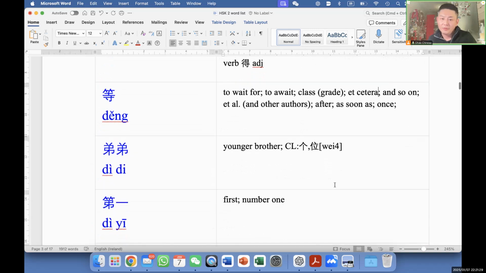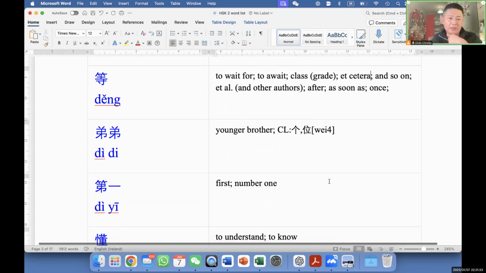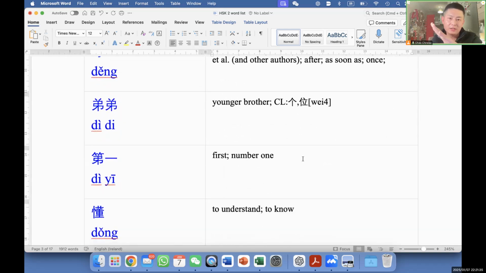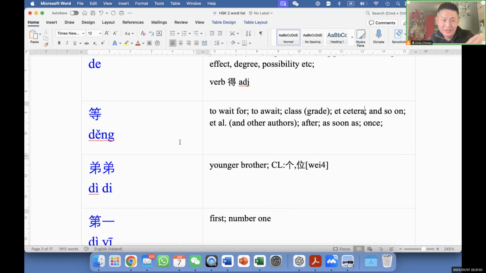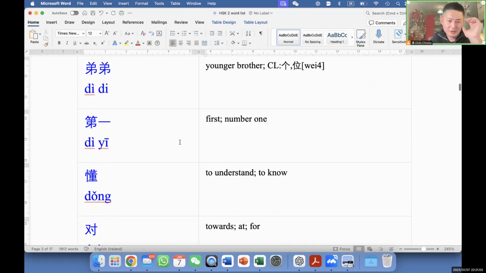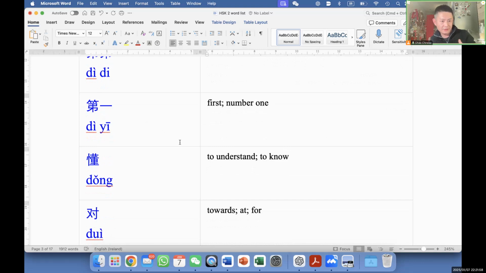The next one, 弟弟, no problem, younger brother. 弟弟, 妹妹, 哥哥, 第一, 第 is a character that you put before a number to mean the ordinal place of the number, like the first, the second, the third place, blah, etc. 等等等等, right? You can say 等等等等等等等. You can actually see a lot of it. Oh, 等等等等等等. Many, etc.